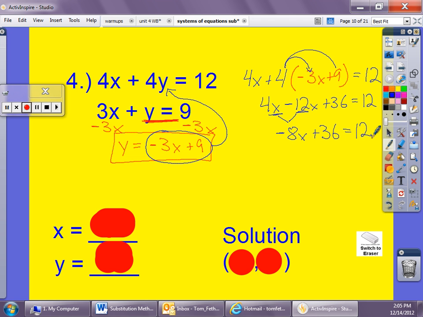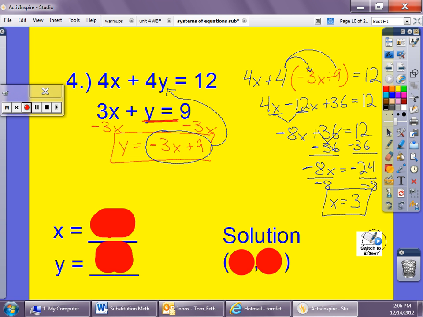To solve this, we get rid of the 36. So I do minus 36 minus 36. So negative 8x equals negative 24, and we divide by negative 8, and x is equal to 3. A negative divided by a negative will give us a positive. So now the x value is 3. And once again, we need to find the y value also.